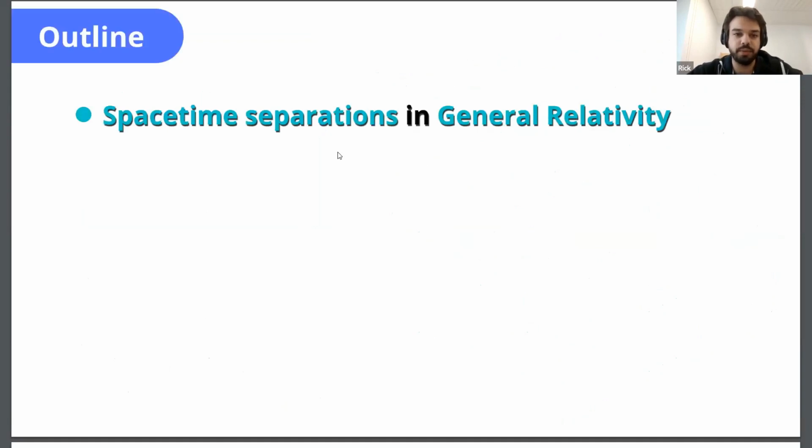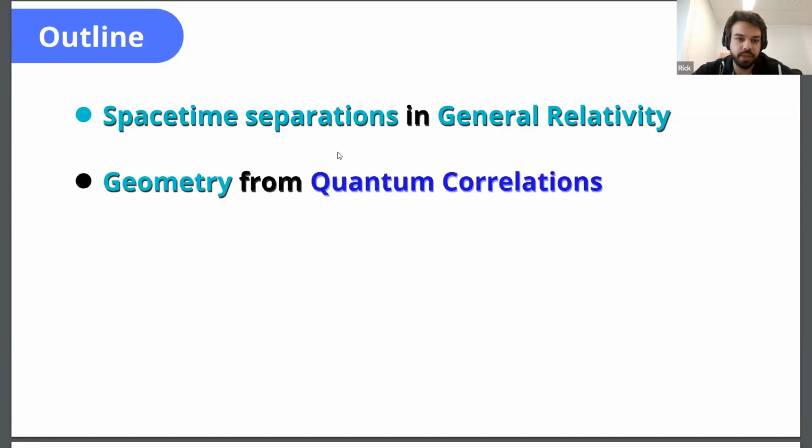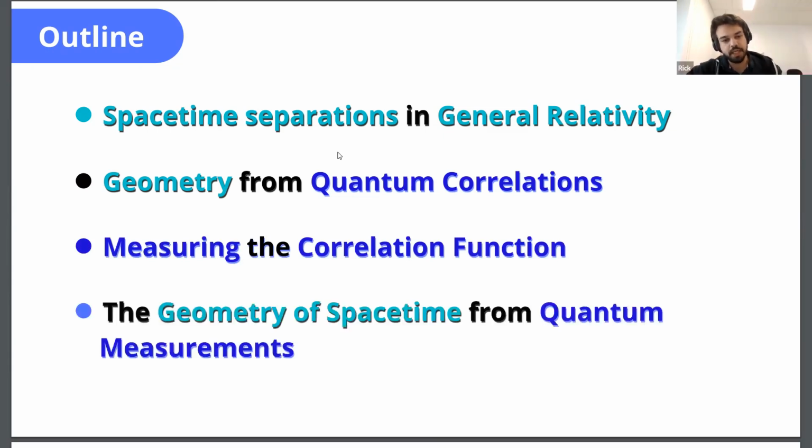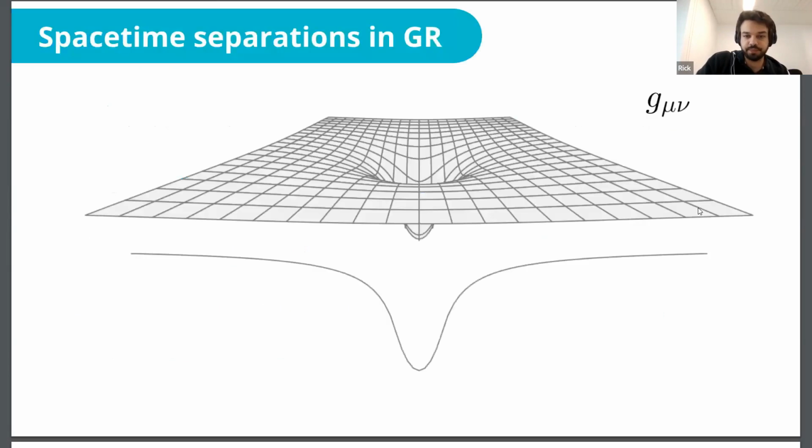So in this talk, first we're going to review spacetime separations in general relativity, just in classical general relativity. Then we will talk about how it's possible to rewrite or rephrase the geometry of spacetime from the correlation functions of quantum fields. Then we'll talk about how to physically access these correlation functions and to really measure them and obtain them experimentally, if you will. And then finally, we'll connect the idea of relating the geometry of spacetime with quantum correlations with the idea of measuring the correlations so that we can recover the geometry from measurements of quantum fields, essentially.